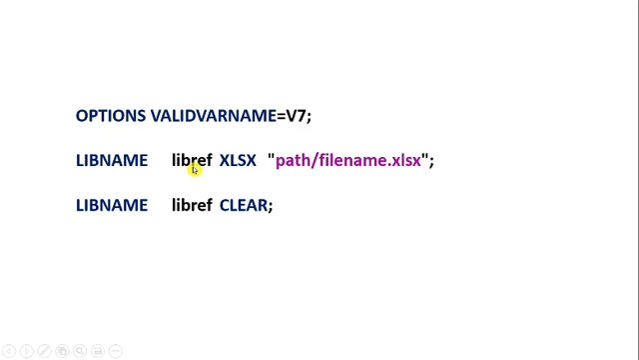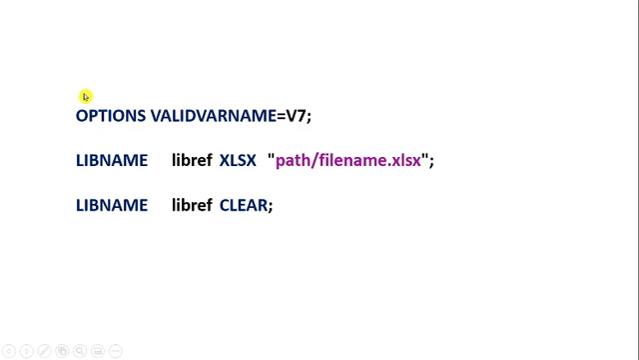Libname, I have to give a library reference. This is the name of the library. Then I have to use the engine that we are using. You have to write XLSX. Within the inverted commas, you have to write the path for that particular Excel file. So it is not the folder you have to take, it is the whole path of the Excel file.